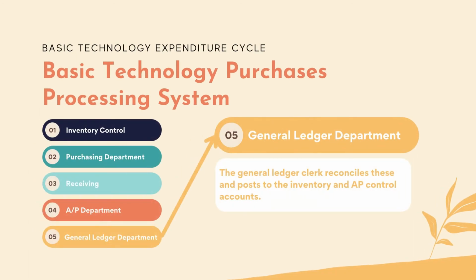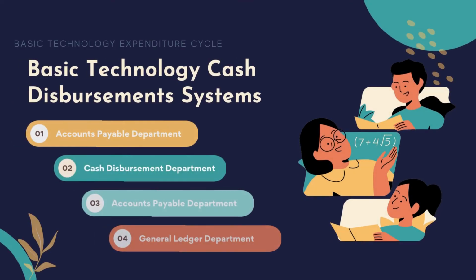Lastly, the General Ledger Department. The General Ledger Department receives a journal voucher from the AP department and an account summary from inventory control. The General Ledger clerk reconciles these and posts to the inventory and AP control accounts. With this step, the purchases phase of the expenditure cycle is completed.